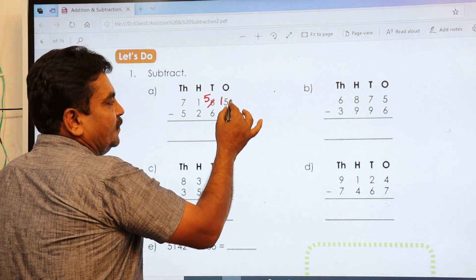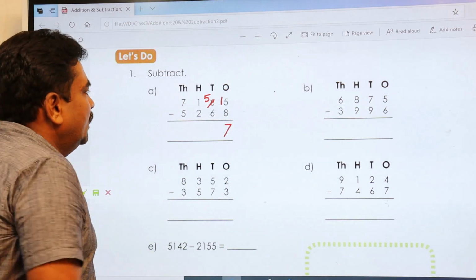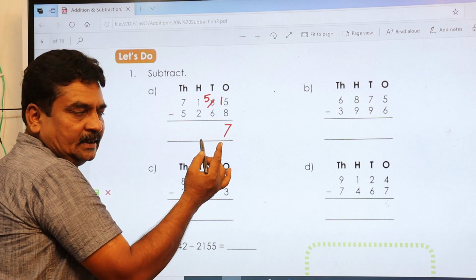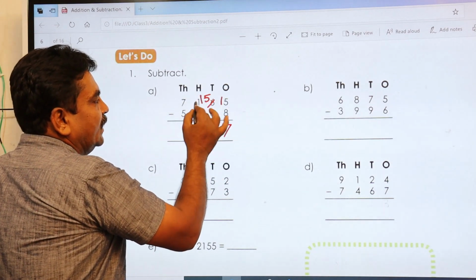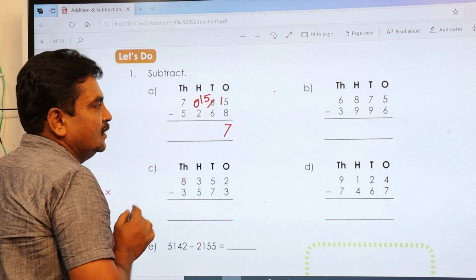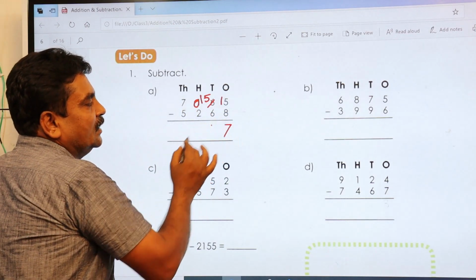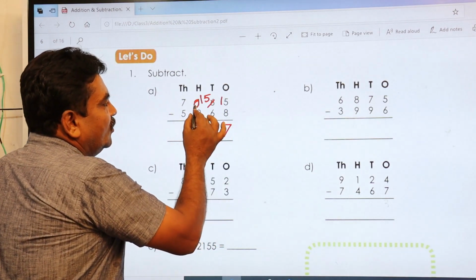Okay, let's see. First we will do this. 15 minus 8 is how much? 7. Here you have 5. From 5 you cannot take 6. That's why you carry one number. This number when you have taken, then here your number is 0. Keep it as it is. 15 minus 6 is how much? 15 minus 6 is 9. So 9. Here you have 0.